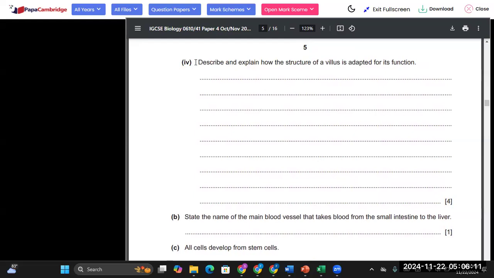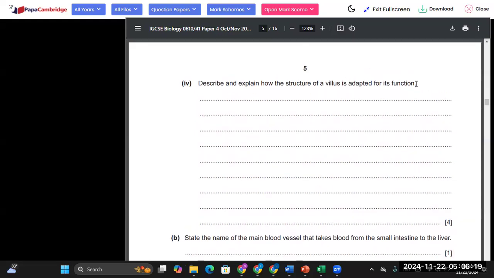Now, Hajra, I am giving this to you as your homework. Describe and explain how the structure of a villus is adapted for its function. If you remember in the structure of a villus, you need to talk about microvilli. How do the microvilli help in its function? And if you remember, I actually gave you a proper answer in the notes, that these are the adaptations of a villi that make it so good at absorbing food. That's the function. The function is absorption. So I told you the features of the microvilli, the extensive capillary network, all of that.